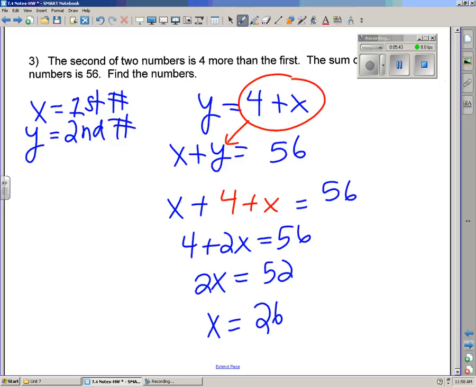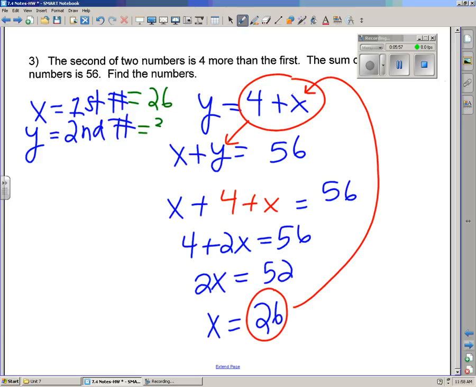Now when I dump in 26, what comes out, 26 plus 4, is going to be 30. So it turns out that the first number is going to be 26, and the second number is 30.